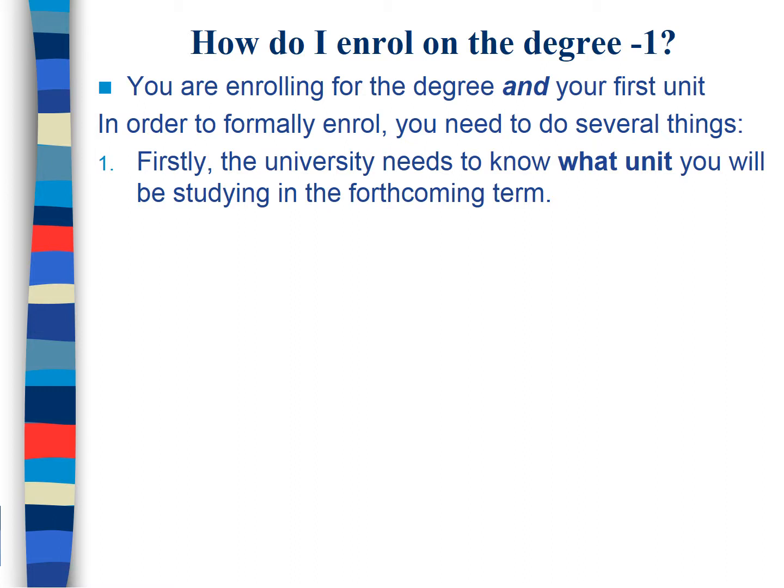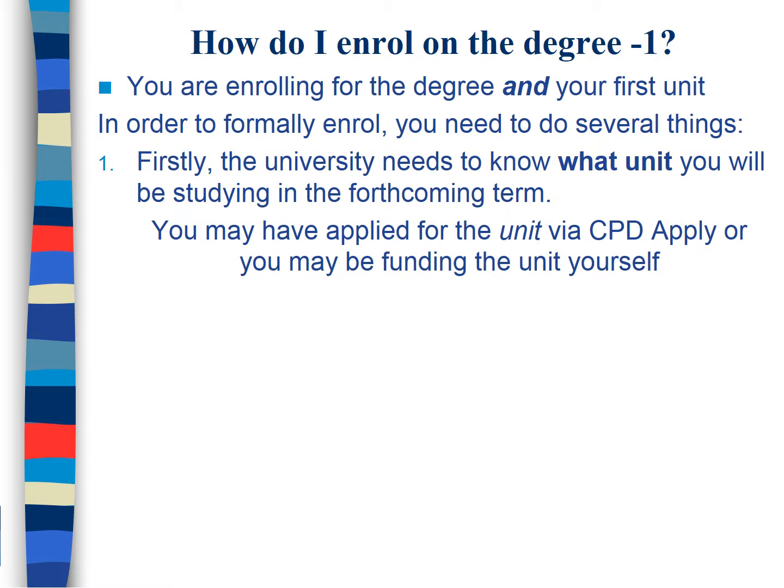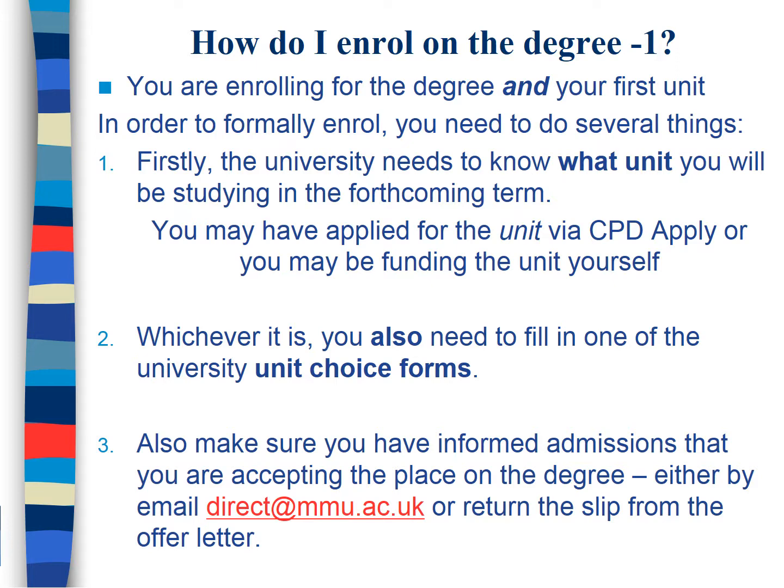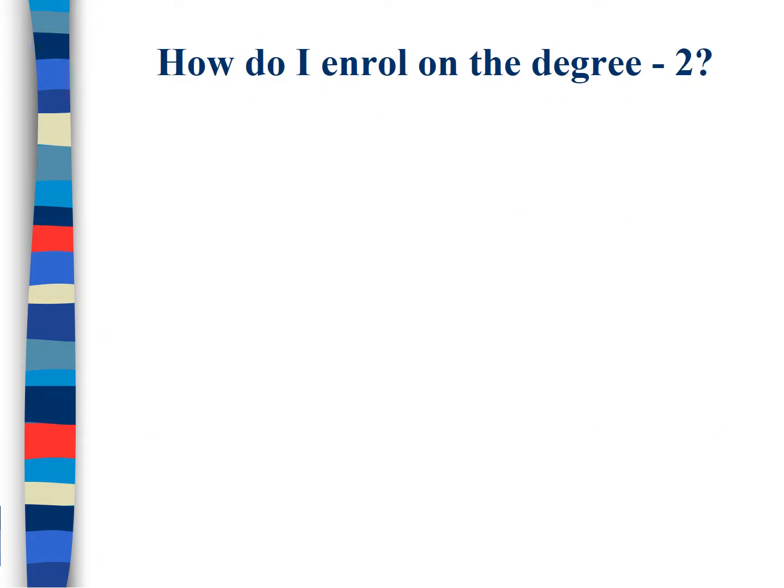Firstly, the university needs to know what unit you will be studying in the forthcoming term. You may have already applied for the unit via CPD Apply, or you may be funding the unit yourself. Whichever it is, you also need to fill in one of the university unit choice forms. Also, make sure you have informed admissions that you are accepting a place on the degree, either by email to direct@mmu.ac.uk or return the slip from the offer letter.